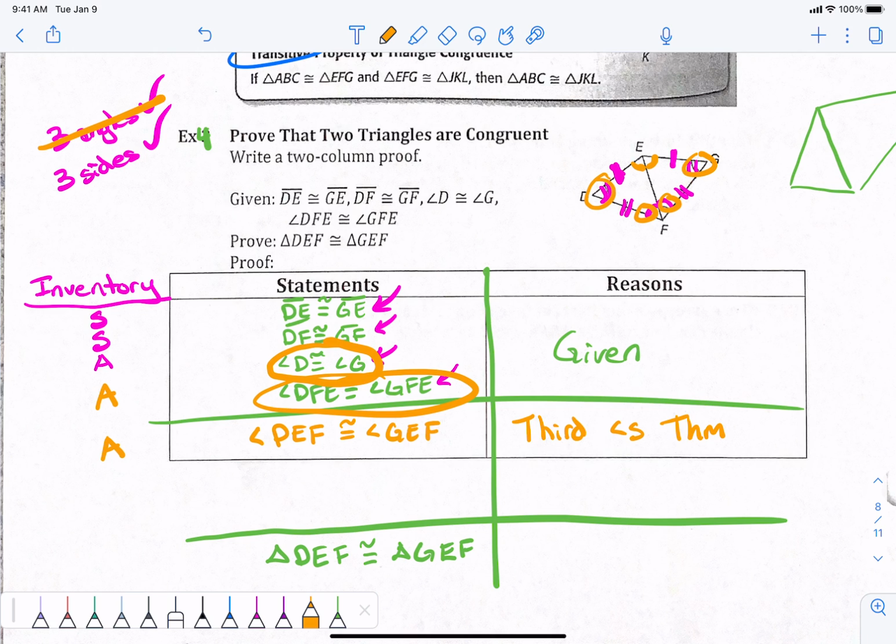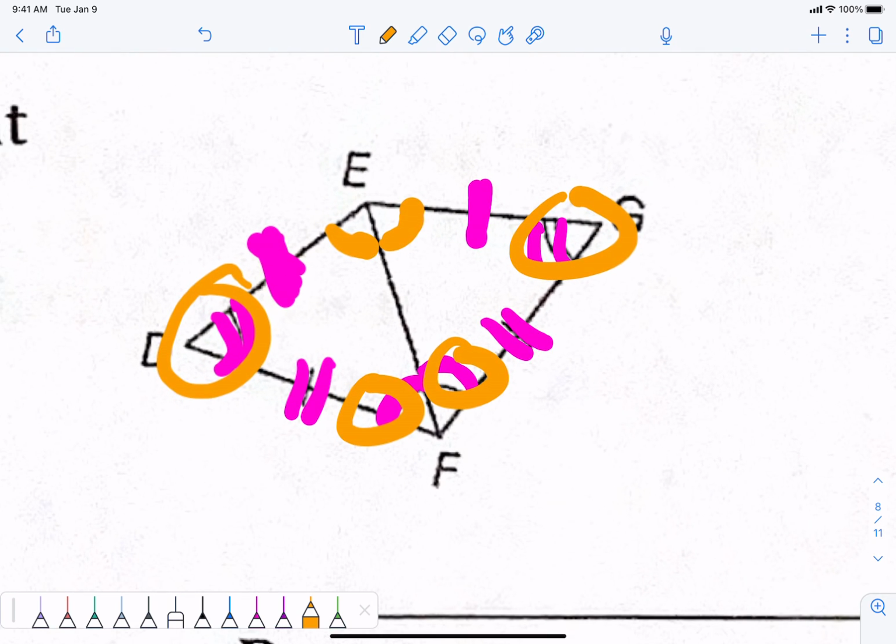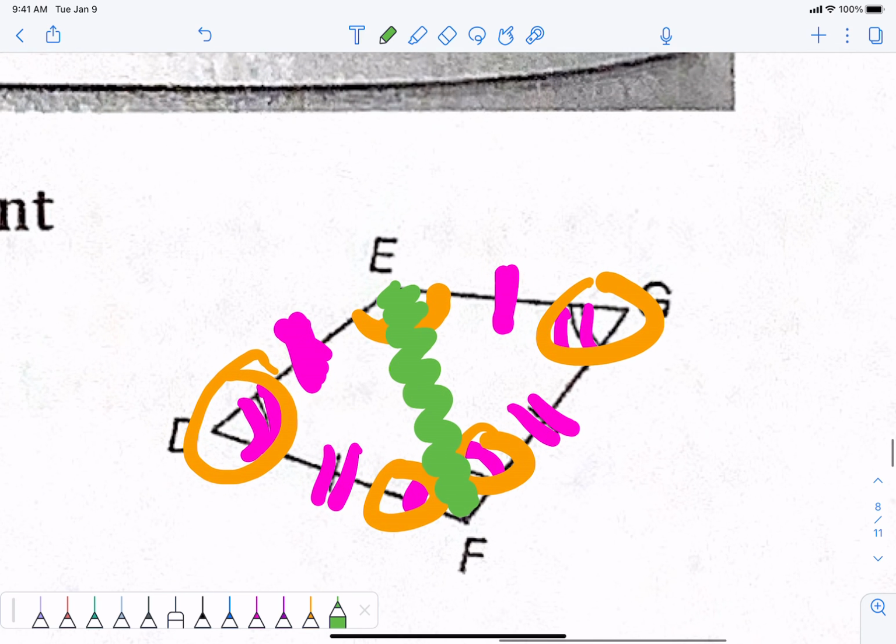I have two sides and then I'm missing a third side. So let's go back to the diagram. I need a side, right? Looking at this diagram, what side am I missing? The FE, right? That's this one. That's the one that they share. This is kind of confusing. This side, we'll call it EF.